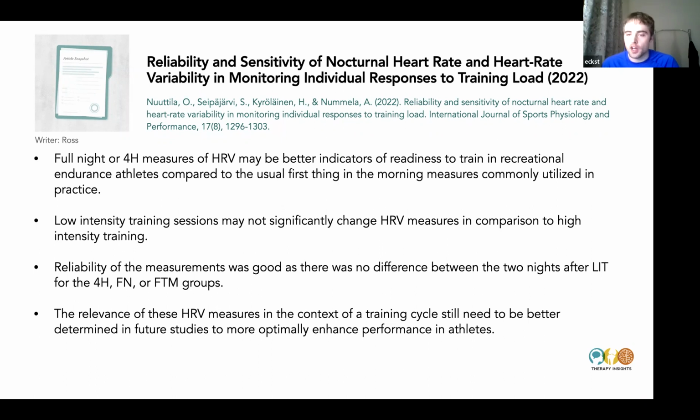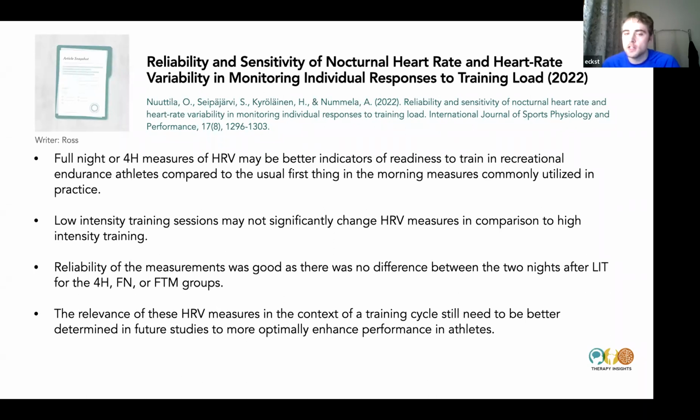And then they found that the high intensity training, so that's something I forgot to touch on at the other piece, anytime you do a really high intensity training session, there's kind of a perturbation in your heart rate variability that lasts for a longer period of time compared to low intensity.